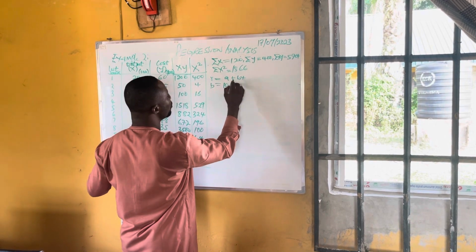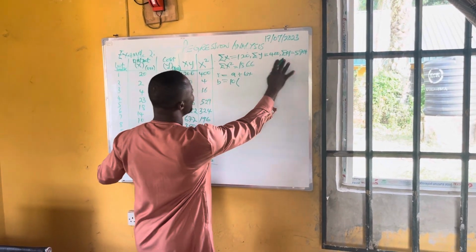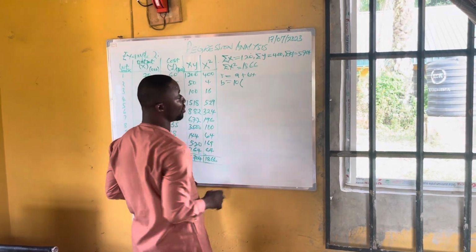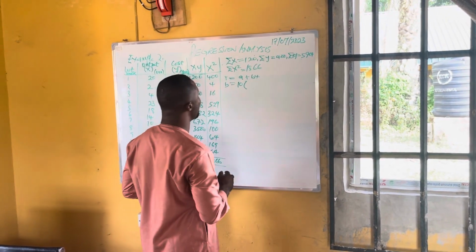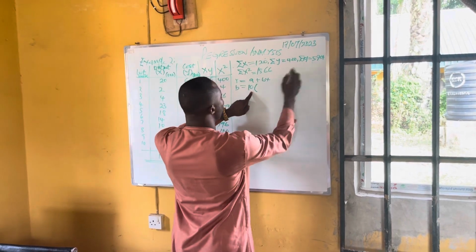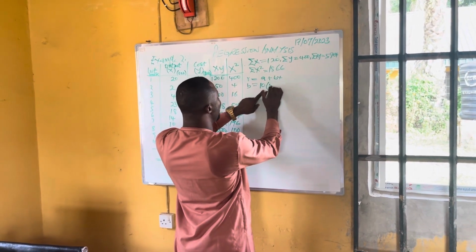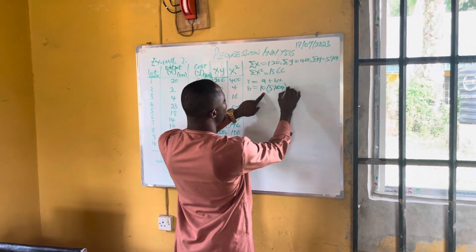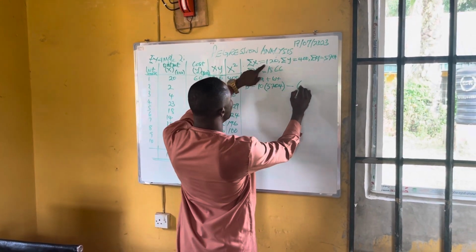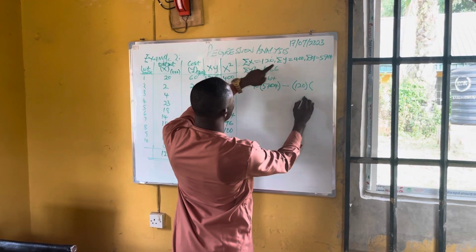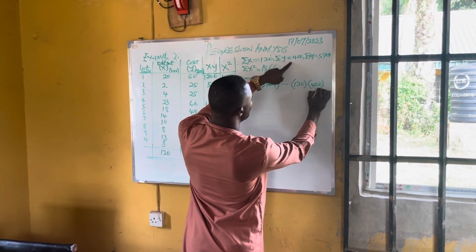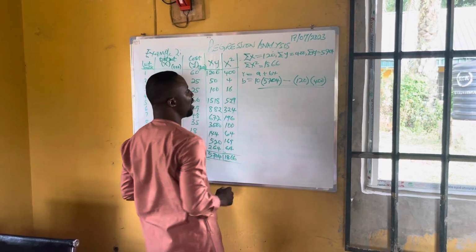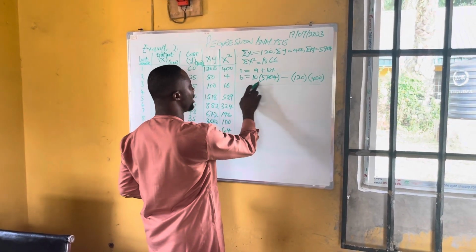10 into summation xy. Summation xy, according to the formula, I don't need to write it on the board again. We already have the formula. So summation xy is 5704. Are we there? Minus summation x, 120, into summation y, 400. Close bracket and simply divide. Are we together? Not double line, single line.